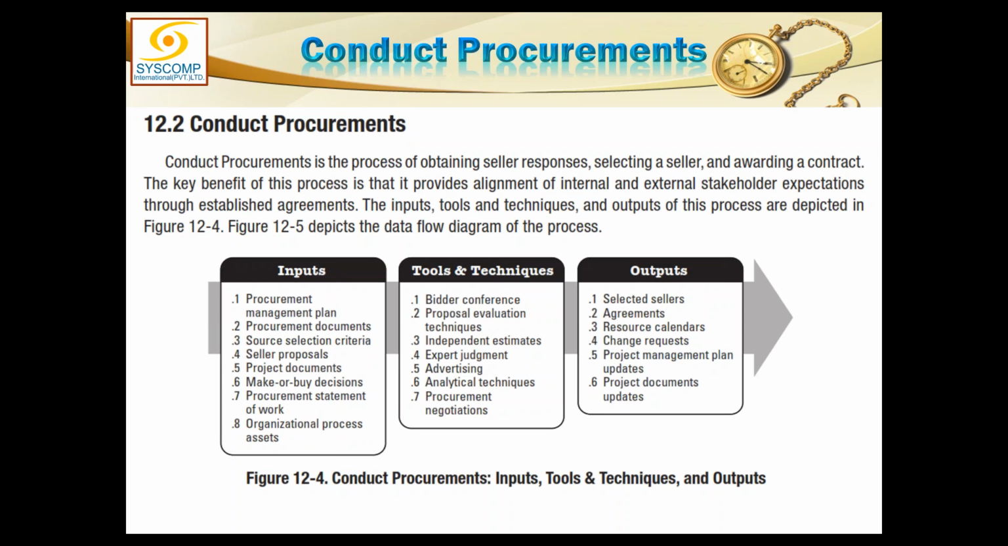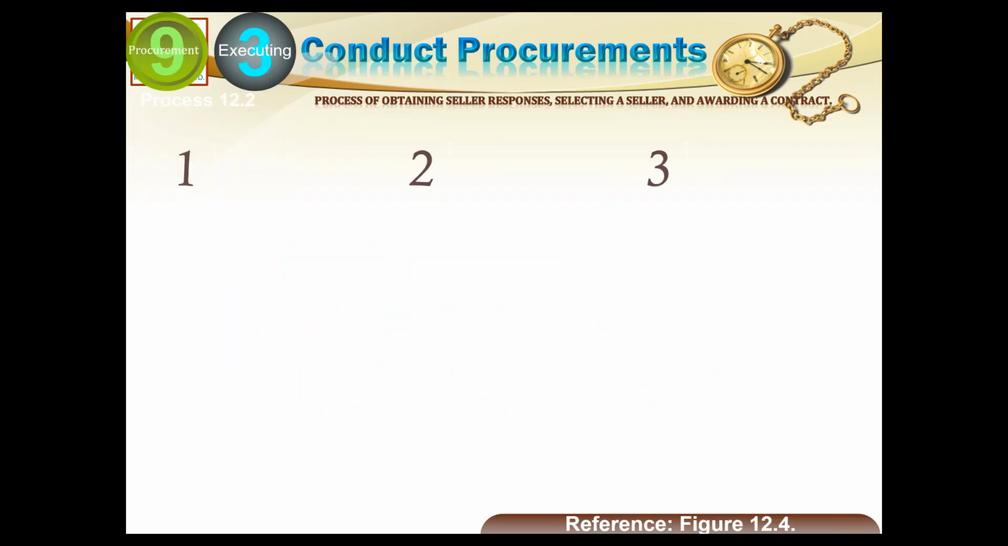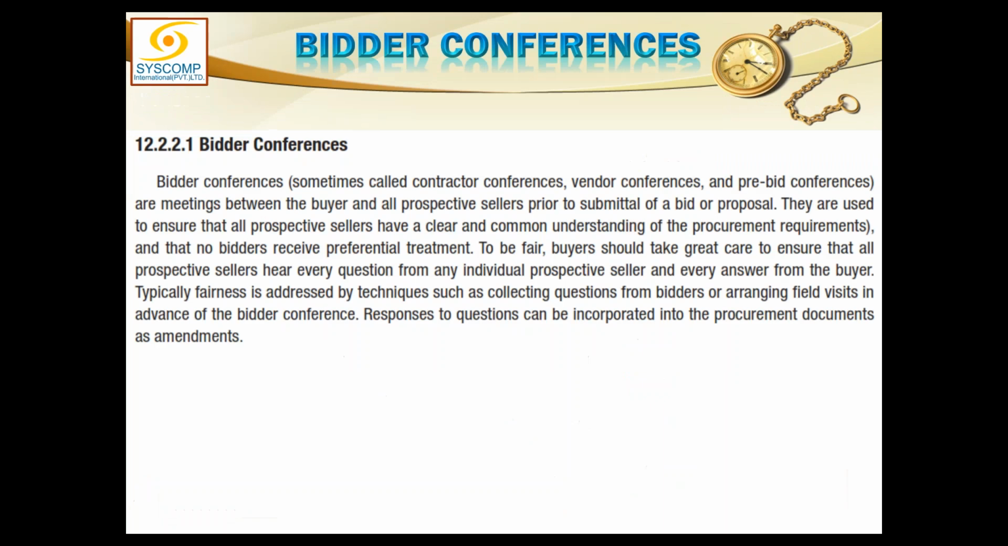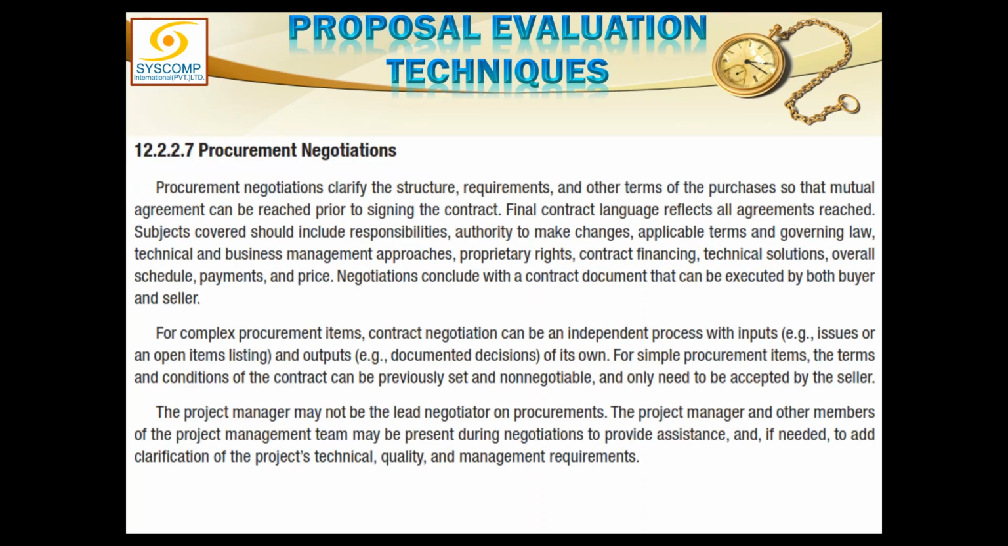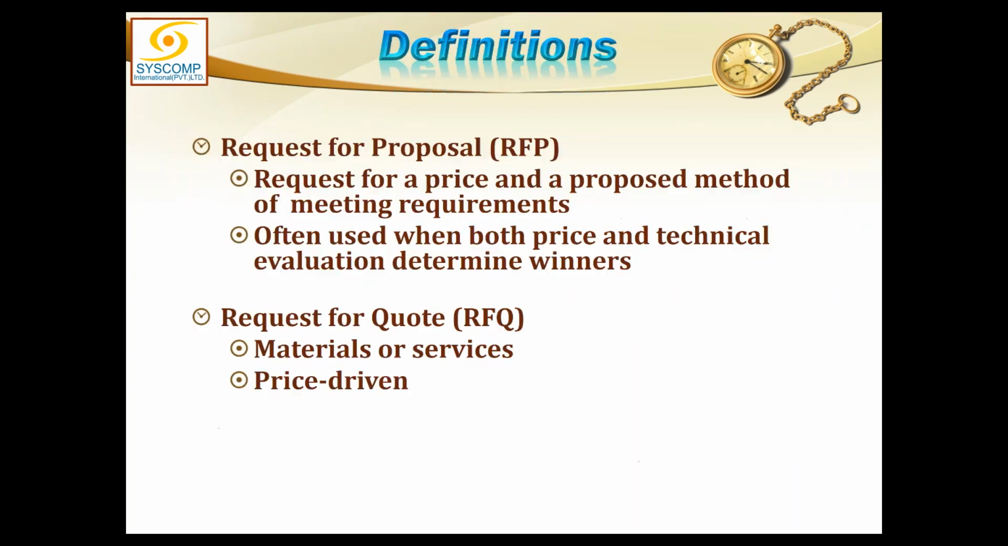If there is a change request till now, that would be moved to integrated change control, and the project plan and project documents will be updated. So essentially there is nothing new. I have already explained what the bidder conference does. Proposal evaluation techniques: you must devise a mechanism for how to evaluate the proposal. You already have the selection criteria. Based on that, you will use the proposal evaluations. Procurement negotiations will be done. These are the various types of documents.